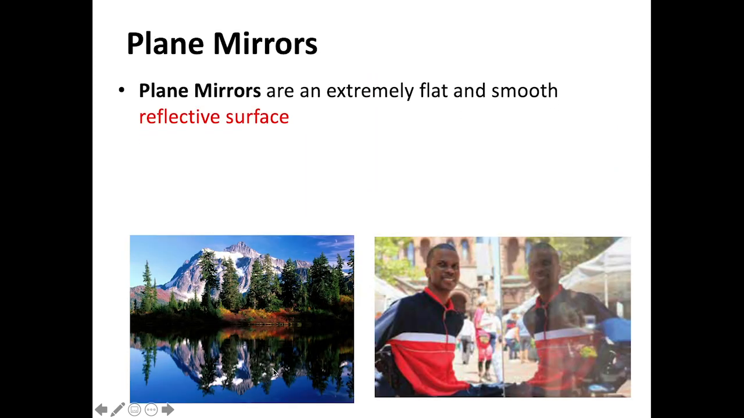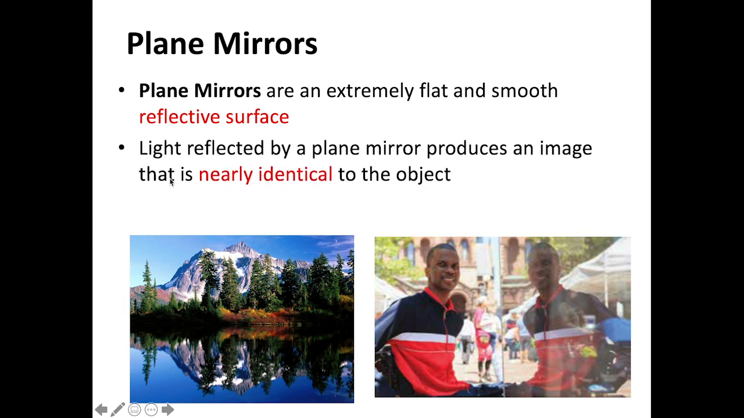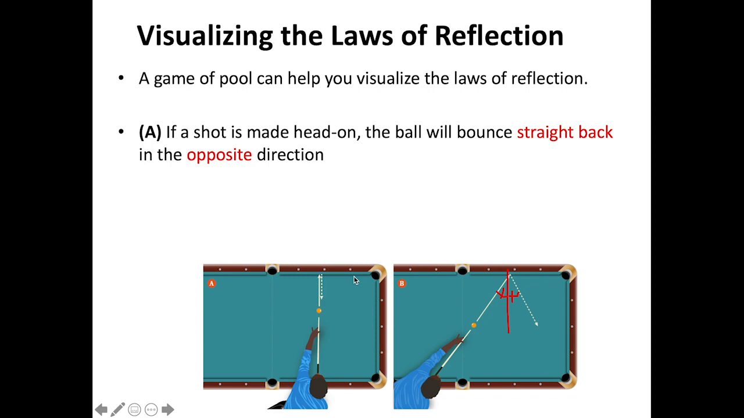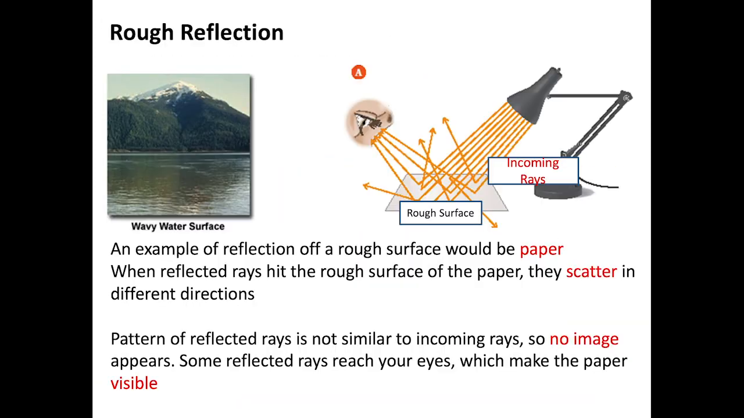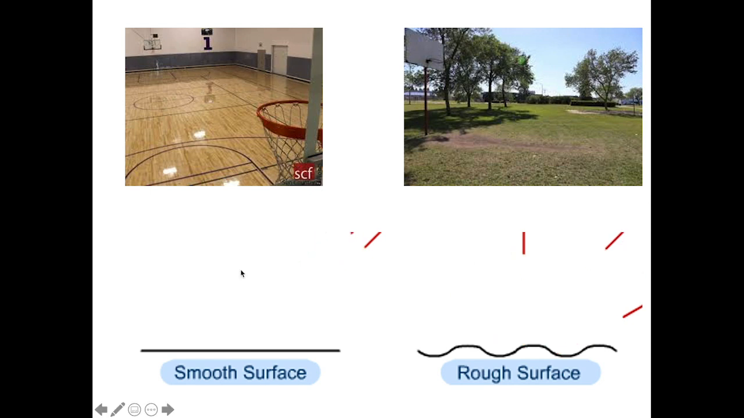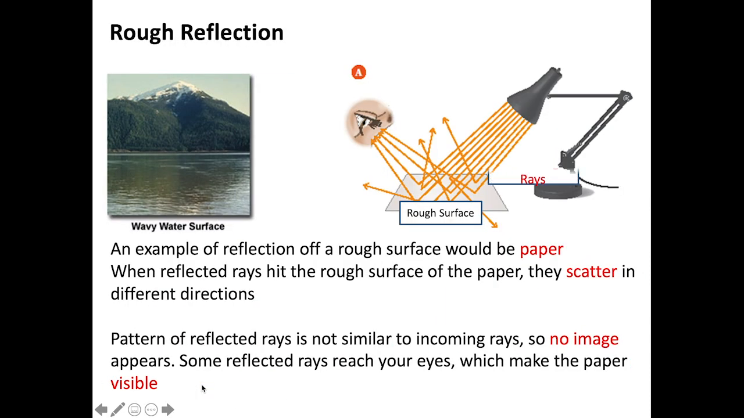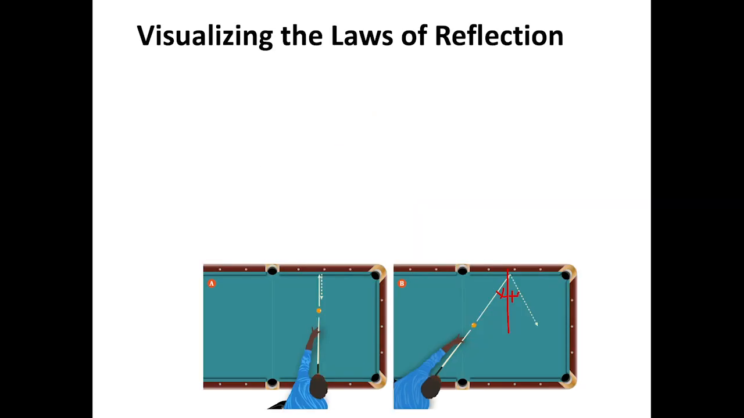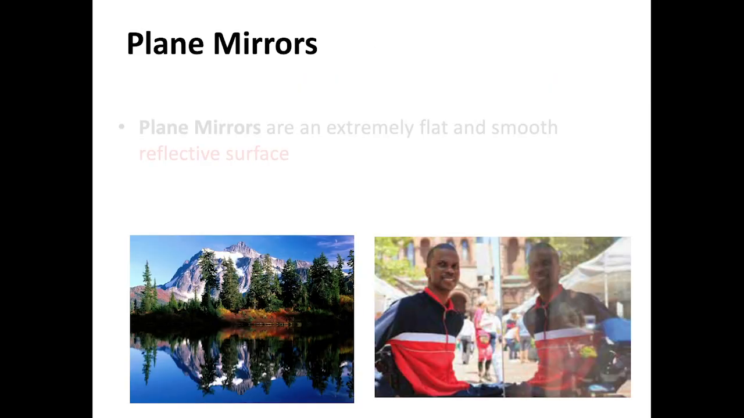A plane mirror is an extremely flat, smooth, reflective surface. A lake can operate quite a bit like a plane mirror. A window can operate like a plane mirror. What is happening here is light is being reflected by a plane mirror and producing an image that is nearly identical to the object. So light bounces off this guy's head, it's going to reflect into the mirror, and it's happening just like we discussed, at that very consistent, smooth angle. It's a plane mirror, so there's no curve in the mirror's surface, so it's going to reflect very easily.